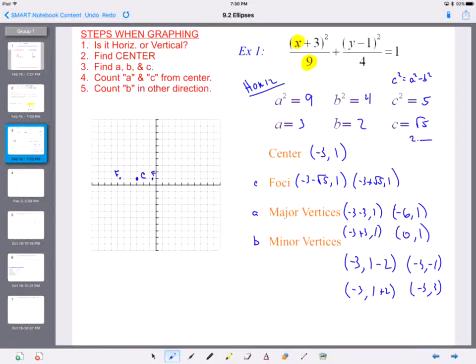And so that represents the foci. The major, that A value was equal to 3. So we can count 3 units to the left, really close on this one to the foci, 3 units to the right, and that point should be at negative 6 comma 1 and what looks to be 0, 1, and that looks correct. And then your minor has a distance of 2, so you count 2 up and 2 down, and there's your minor vertices. And so we'll go ahead and graph.